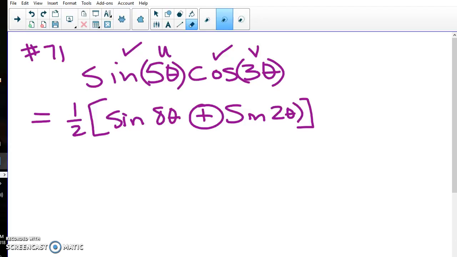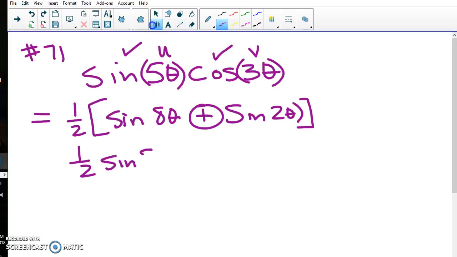So we're going to simplify this. Our final answer, sorry about that, is 1/2 sine of 8 theta plus 1/2 the sine of 2 theta. And that's our final solution for problem 71.